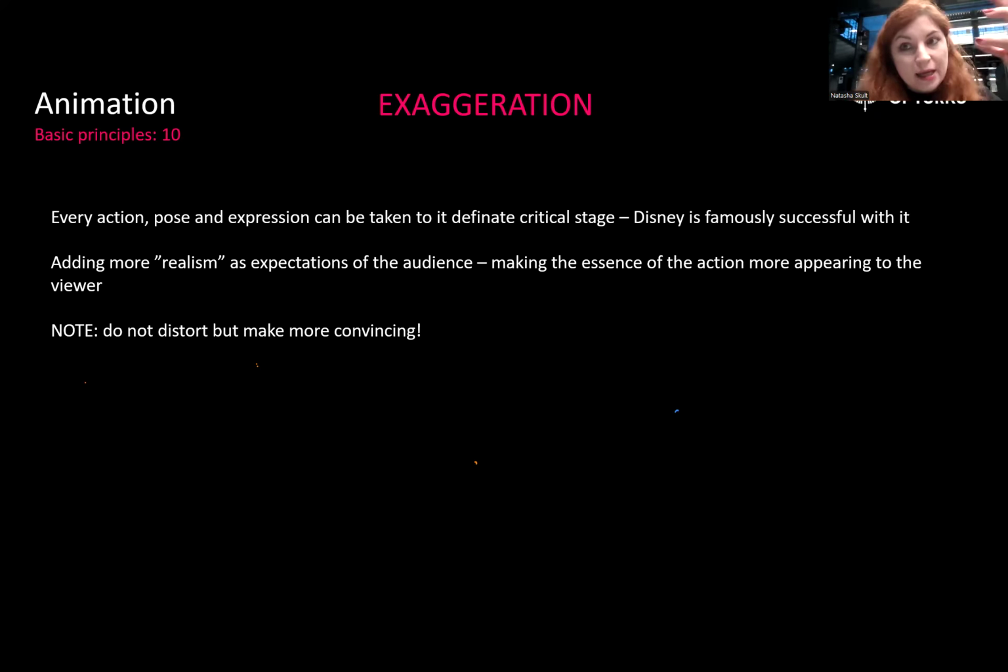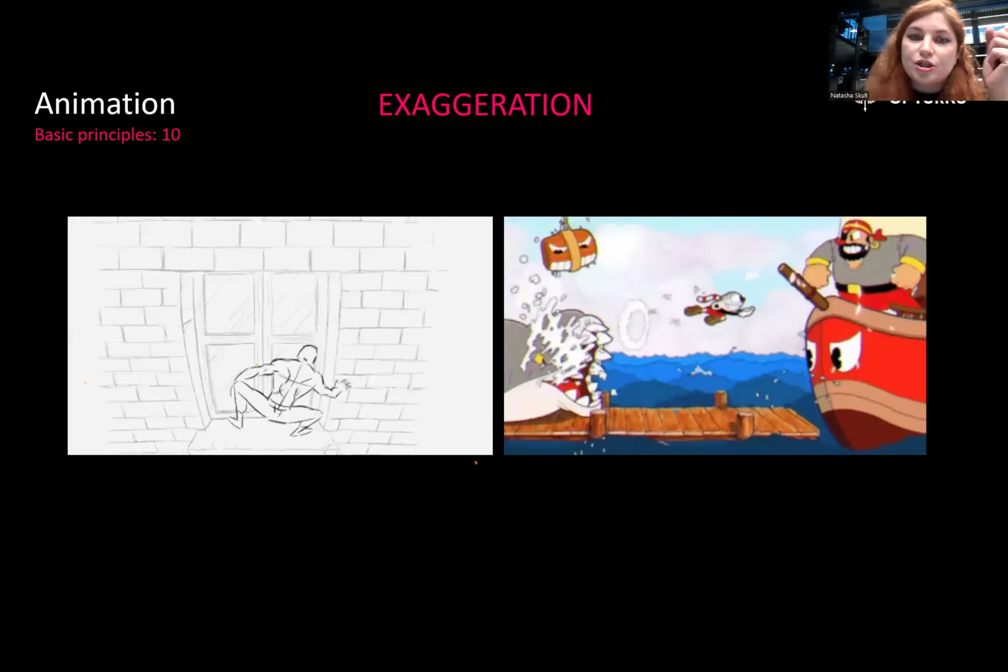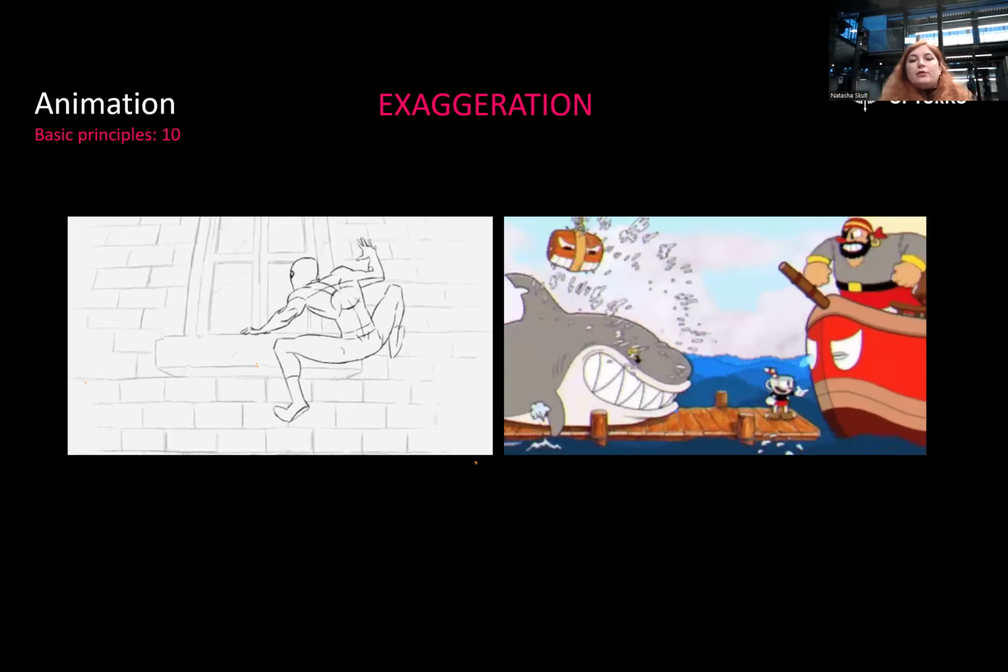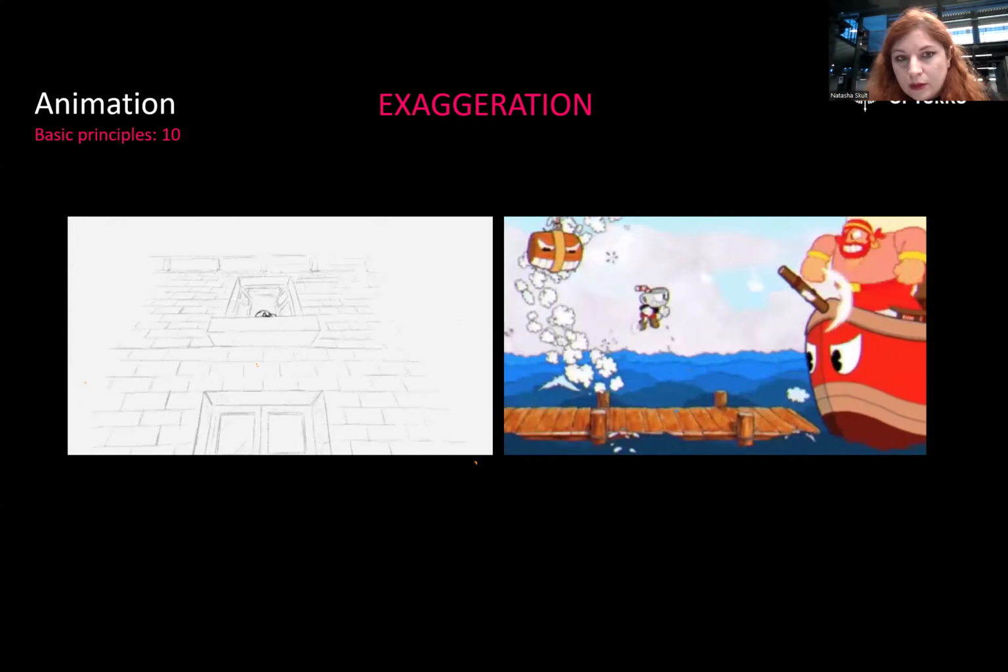Now, this is very common in comics or cartoons and so on. We're really exaggerating there. And in games, yeah, to the degree depending on what art direction you have. But let me just show you. So here on the left, we have Spider-Man jumping up.